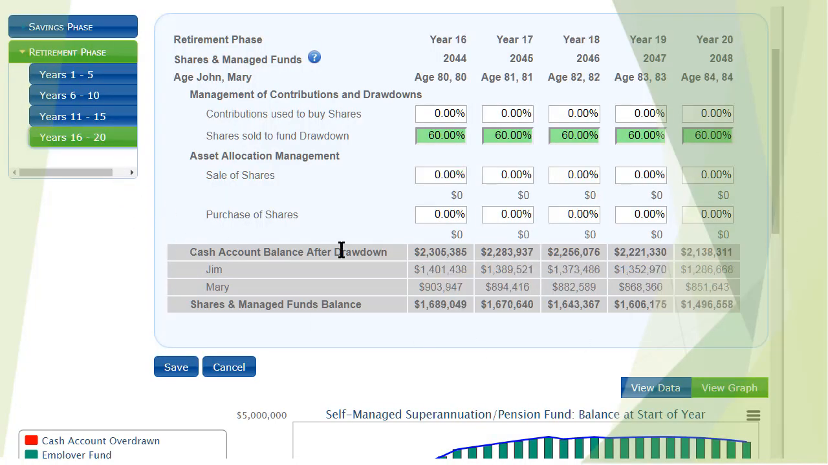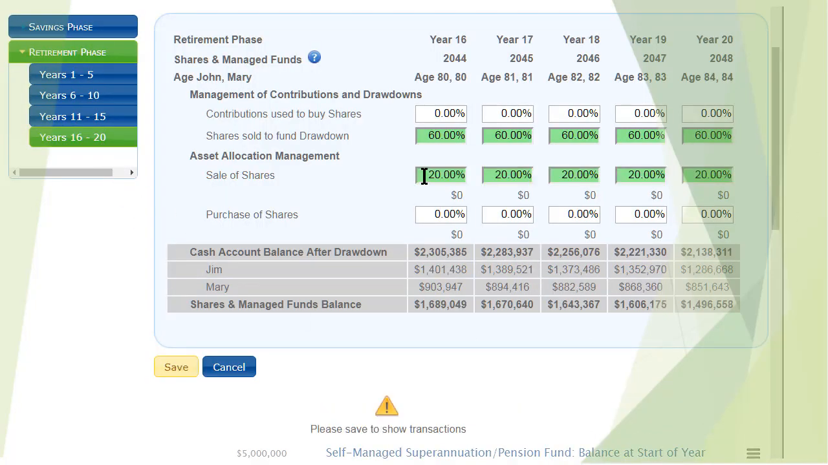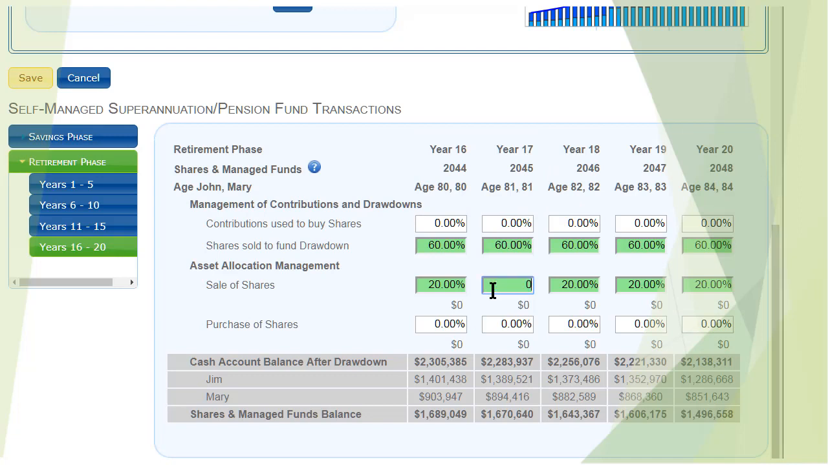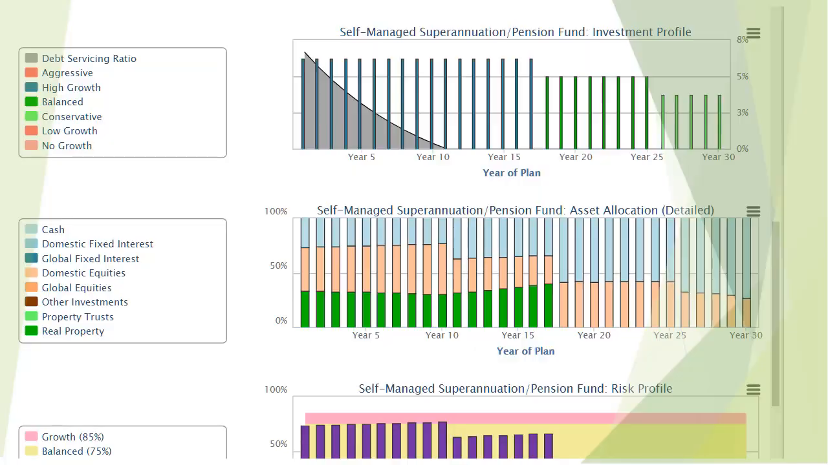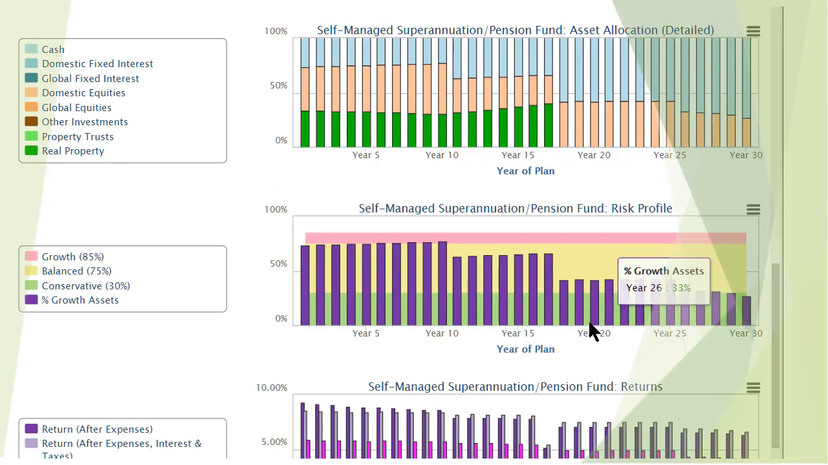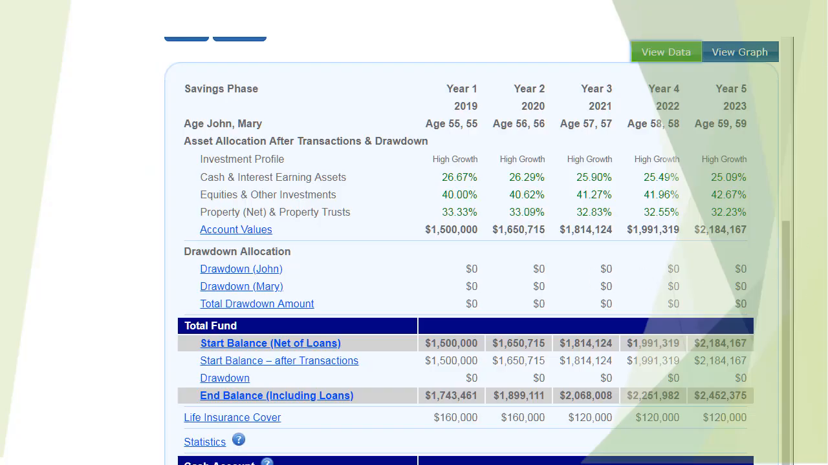If one wanted to be more conservative, say in the last 5 years of the plan, when both partners are over 80 years of age, a further 20% of the fund could be sold in year 16 of the retirement phase. This would see the last 5 years of the plan move to a conservative profile.